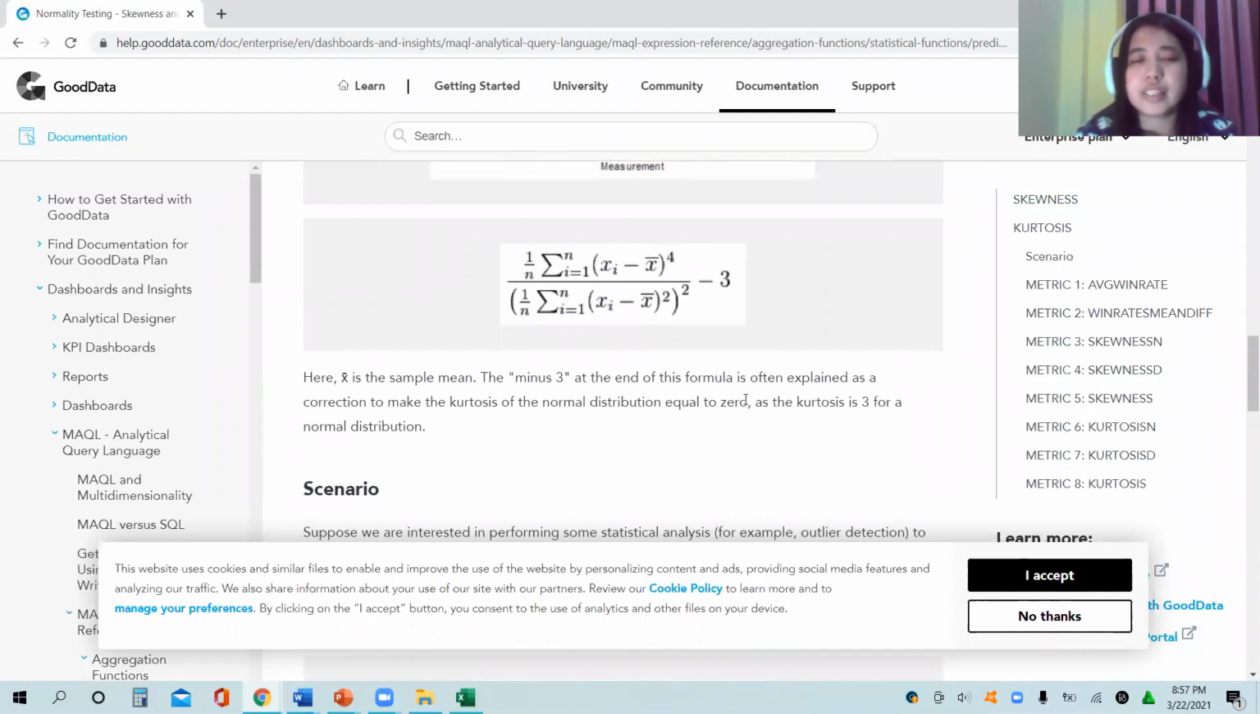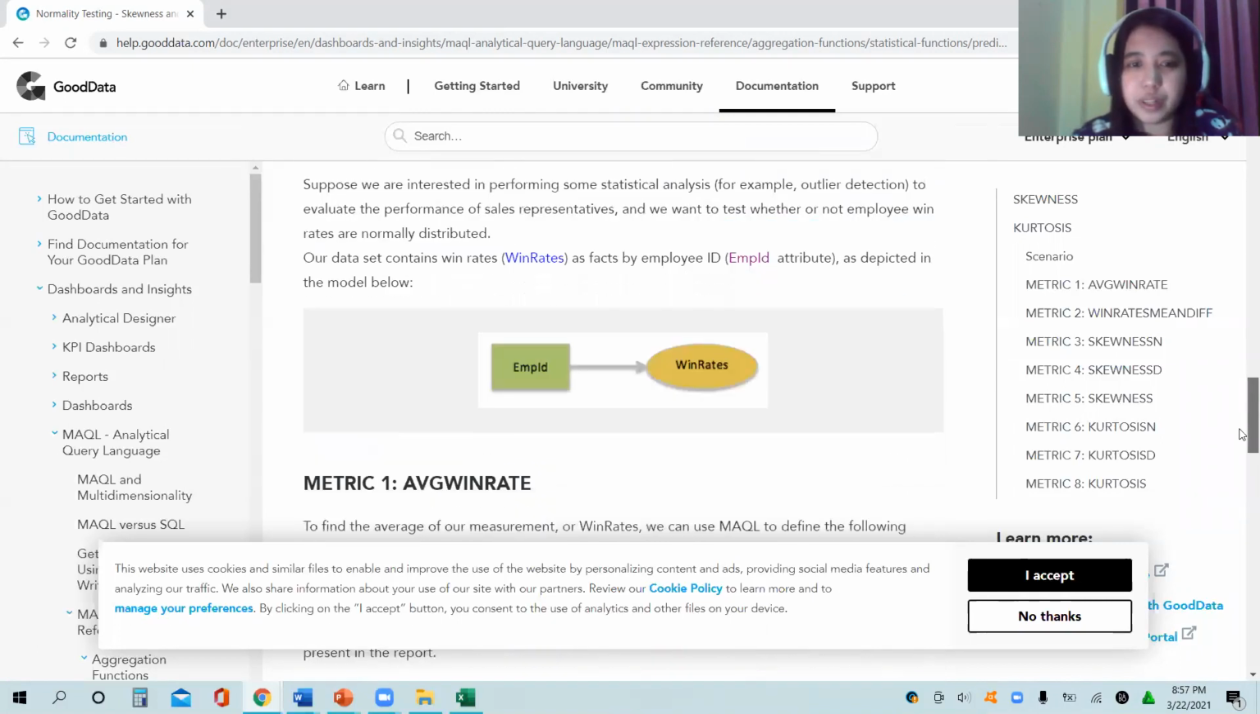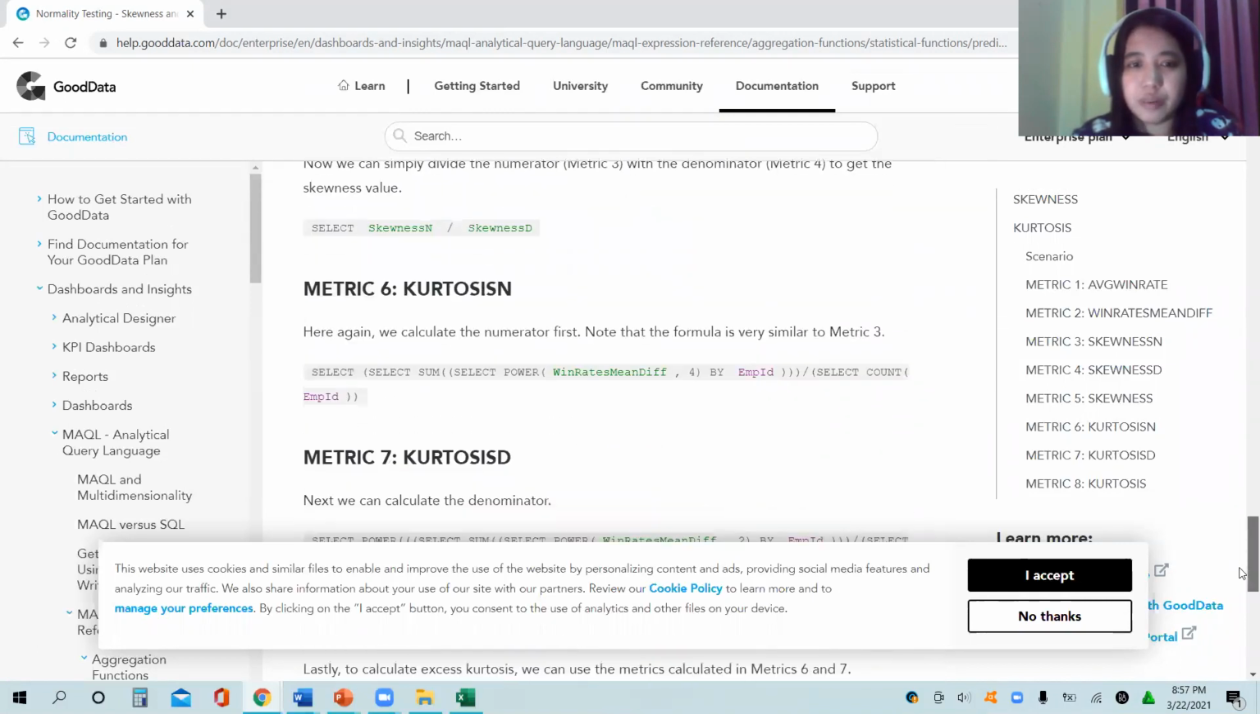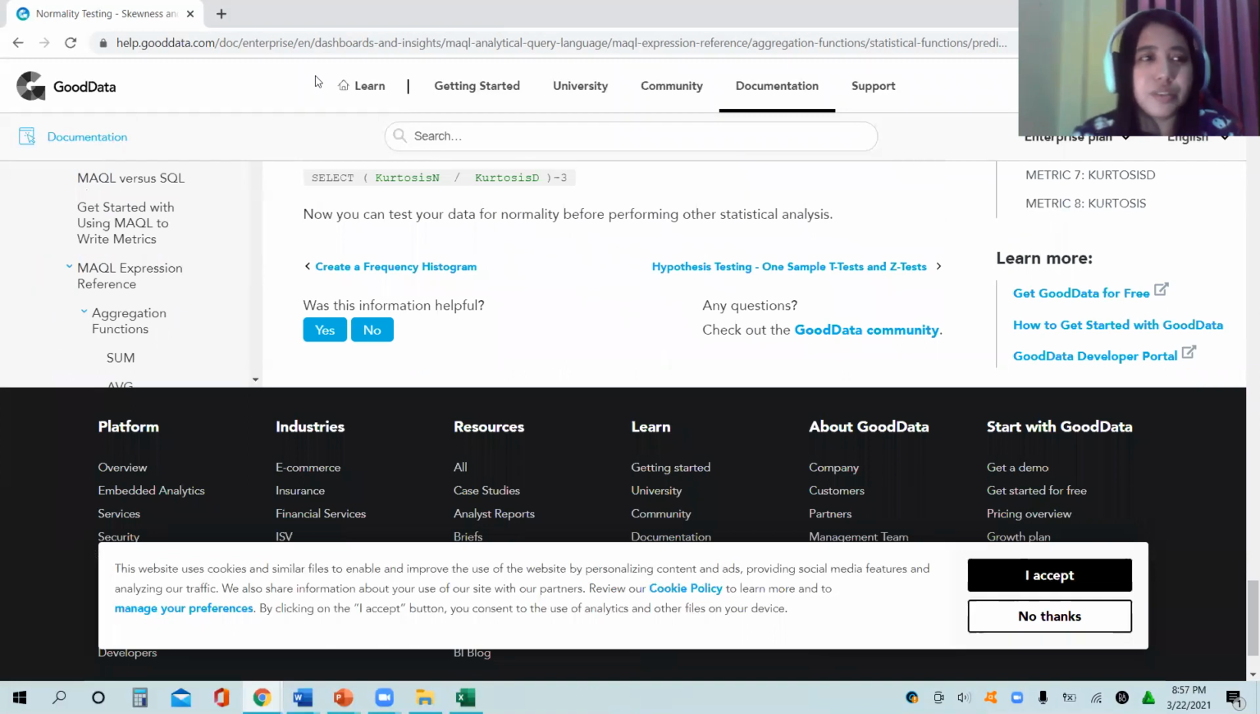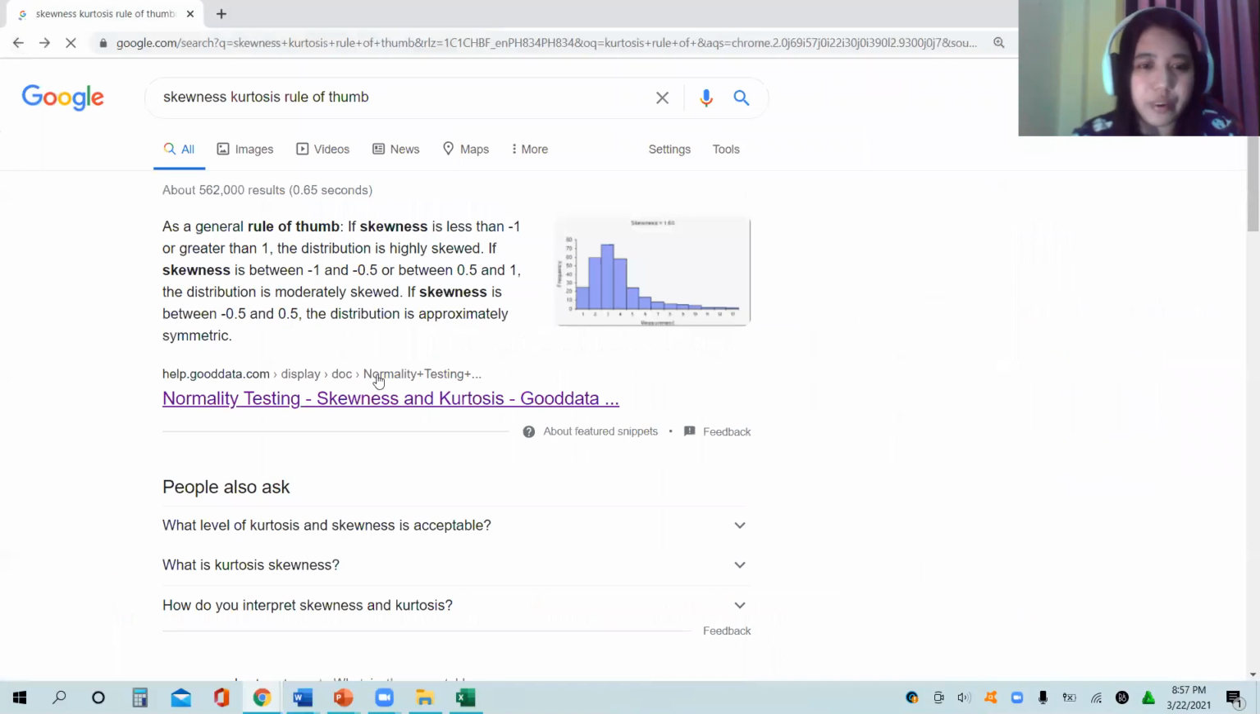Okay, so let's have the last paragraph. So hence, mean is the sample mean. The -3 at the end is often explained as a correction to make the kurtosis of the normal distribution equal to 0, as the kurtosis is 3 for a normal distribution. So let us still look for other reference material for this.